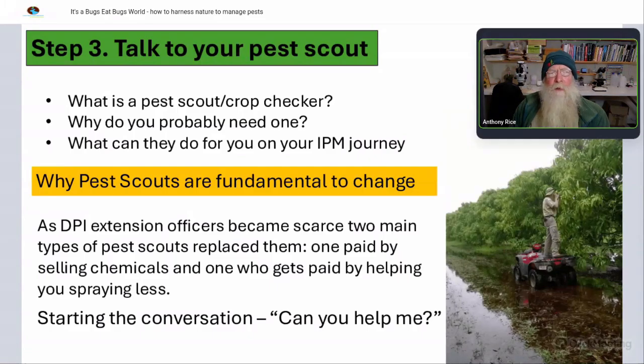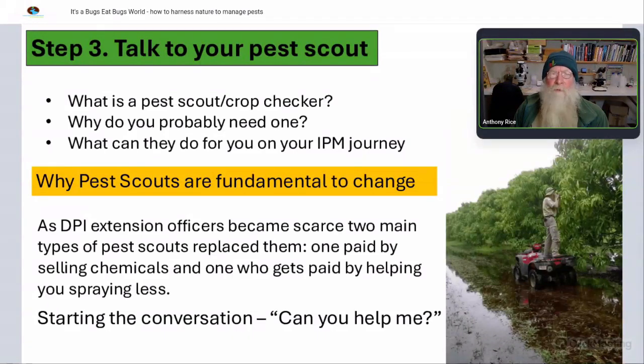Well, as DPI extension officers have become more and more scarce, 2 main types of pest scouts have replaced them. One is paid by selling chemicals, and one who gets paid by helping you spray less. Is there a difference? Not really. If you speak to your chemical reseller representative who is now looking after your crop and say to them, you just start that conversation, can you help me? I want to go down on a more IPM friendly path. I guarantee you they'll want to help. Well, almost guarantee you they'll want to help.